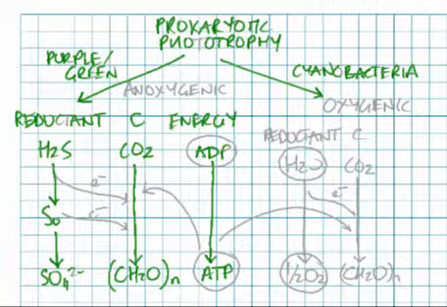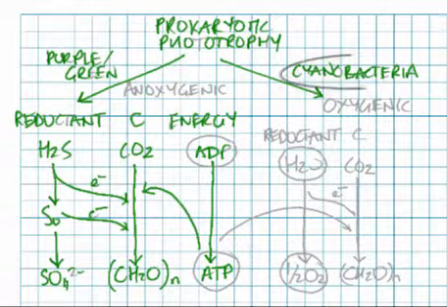So let's come back over to our reductant. We're going to take our electrons, and we're going to use those electrons, for example, from hydrogen sulfide to reduce our carbon dioxide, or we could take our electrons from elemental sulfur and use those to reduce our carbon dioxide. And then we're going to drive all of this using the energy from ATP.